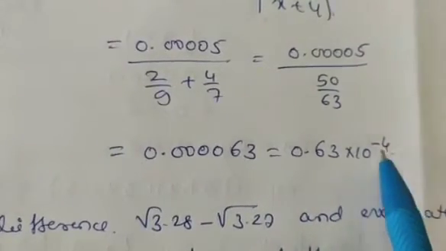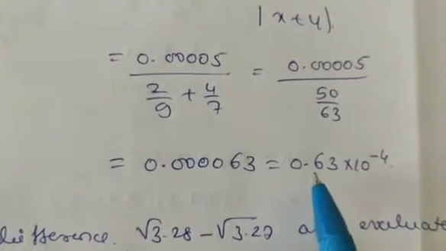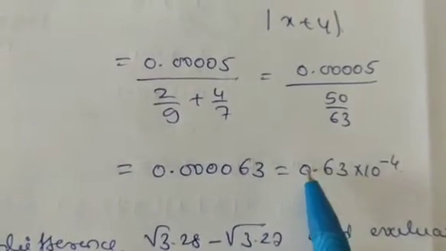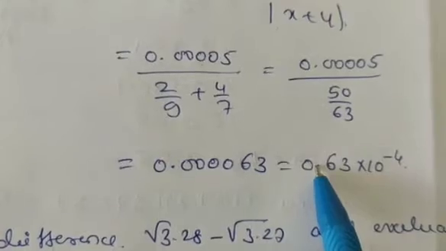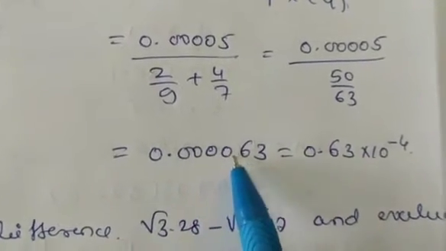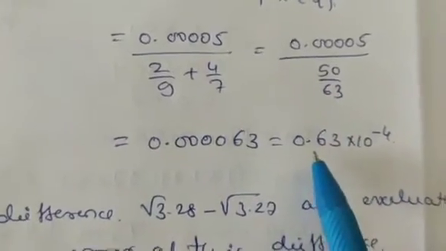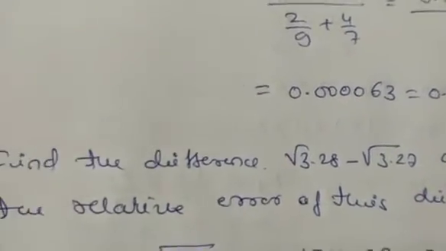Which we can write as 0.63 into 10 raised to minus 4. So 10 raised to minus 4 means you have to go back 4 digits to the left side from this point. This is 1, 2, 3, 4. If you come here, then you have to write 10 raised to minus 4. 0.63 into 10 raised to minus 4.